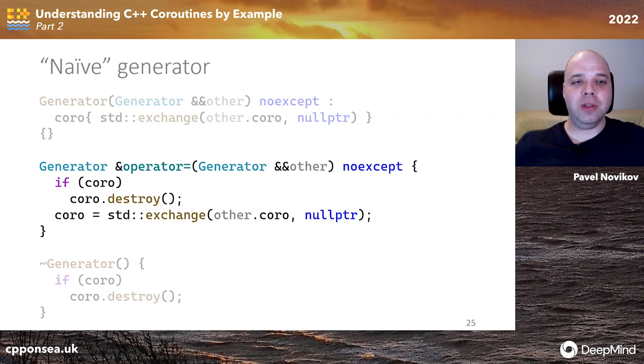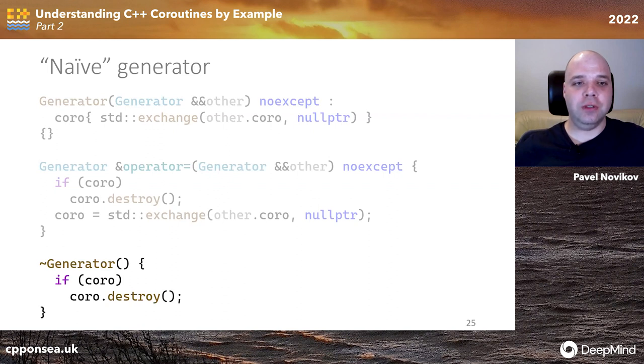The move assignment operator is very similar. We add the check that if the current coroutine is alive, we want to destroy it before reassigning the coroutine handle from the other instance. And in the destructor, we just check if the coroutine handle is associated with a coroutine, and if it is, we destroy the coroutine. So basically in the destructor and possibly in the move assignment, we check if we currently have a coroutine associated with the current instance and destroy it in order to clean up resources or get another coroutine from the other instance.